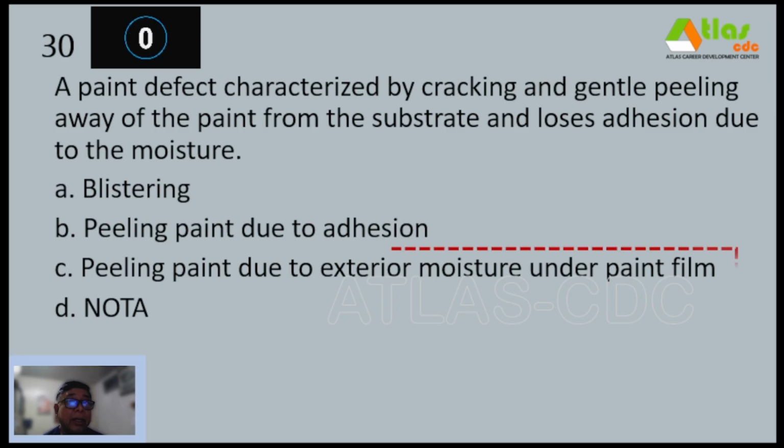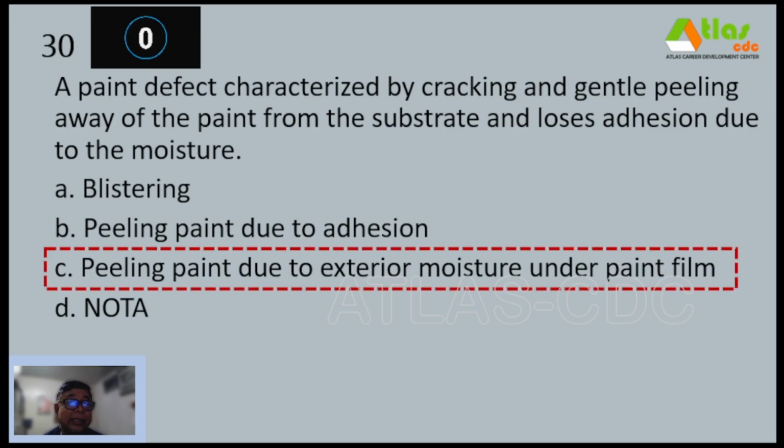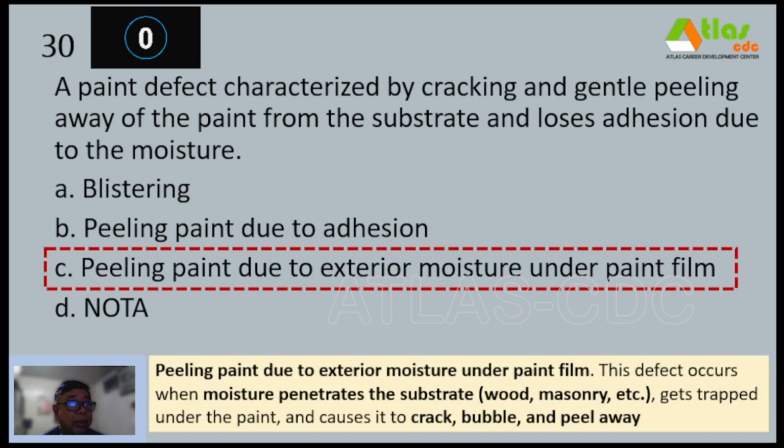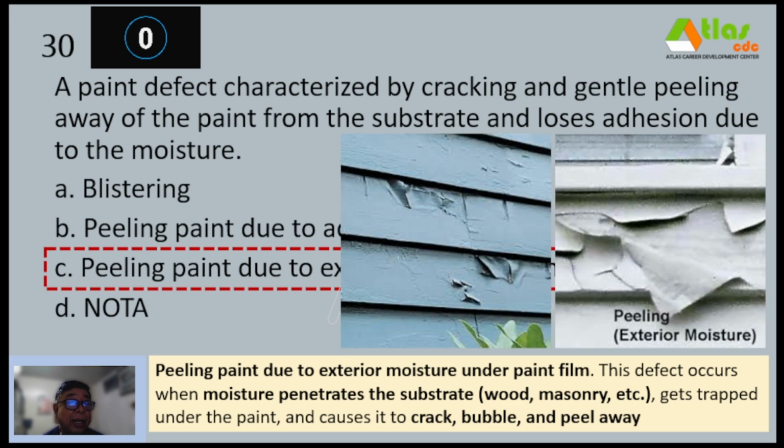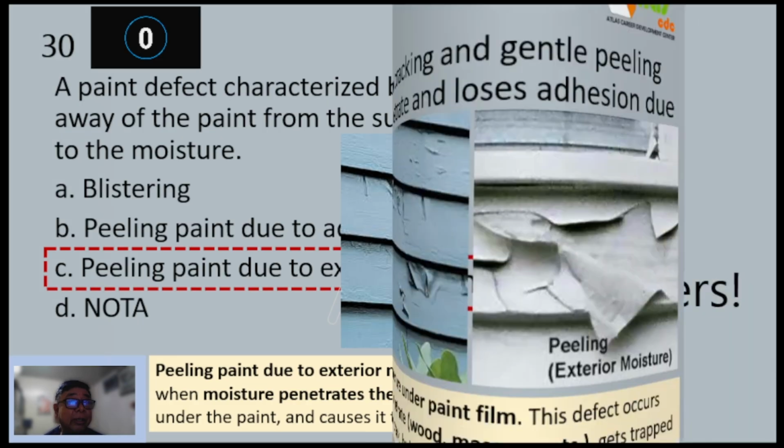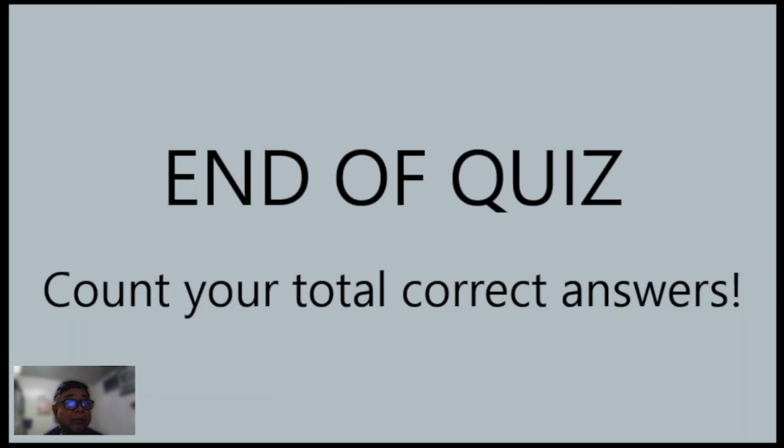And our correct answer is letter C, peeling paint due to exterior moisture under paint film. So this defect occurs when moisture penetrates the substrate, the wood, masonry, etc., gets trapped under the paint and causes it to crack, bubble, and peel away. So, pang-exterior ito, no? And that's it for our quiz.